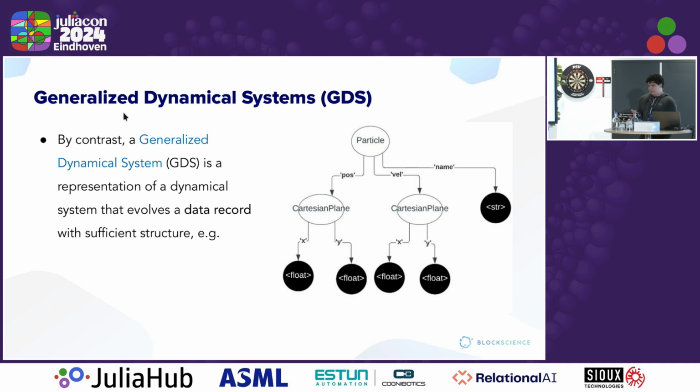For example, this particle here has types, strings, floats. It could be integers, it could be user-defined types, and it could also be nested. So, for example, this particle data structure has another data structure as one of its types inside of its own data structure. That is, for example, the Cartesian plane. So that's basically the main difference between GDS and a regular dynamical system in the context of the computer simulations we're talking about here.